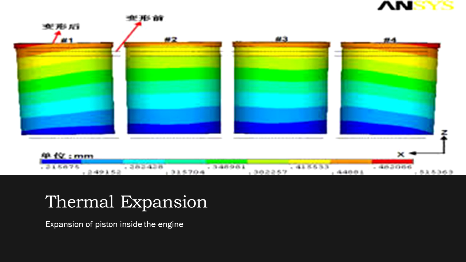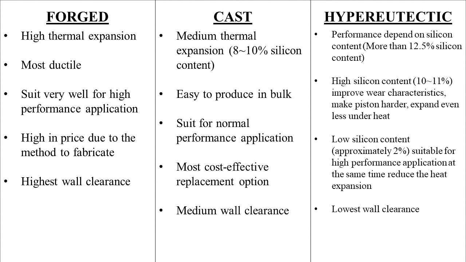Next, thermal expansion. The thermal expansion is the expansion of the piston inside the engine. This table shows the different characteristics and different thermal expansion in different fabrication methods. The forged piston has the highest thermal expansion, but it is also the most ductile, so it will suit very well for high performance applications such as racing cars and drag race cars. But it is also high in price due to the method of fabrication, and the high thermal expansion makes the highest wall clearance for this piston.